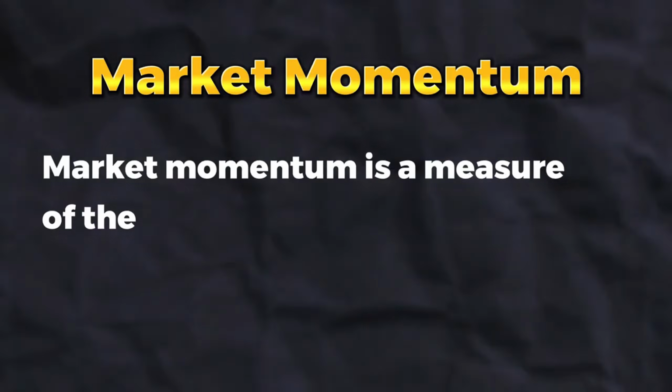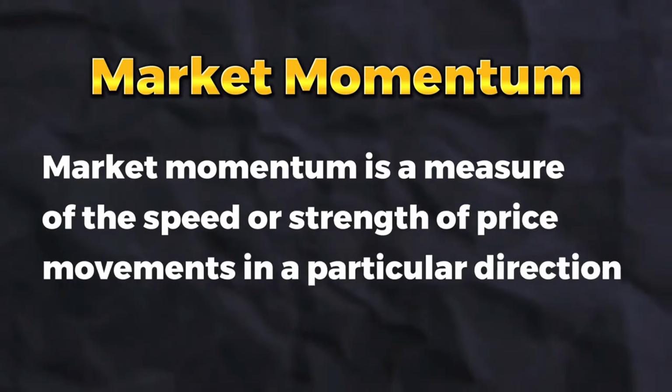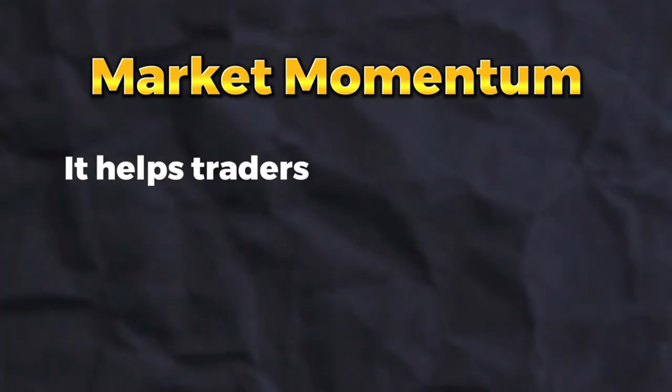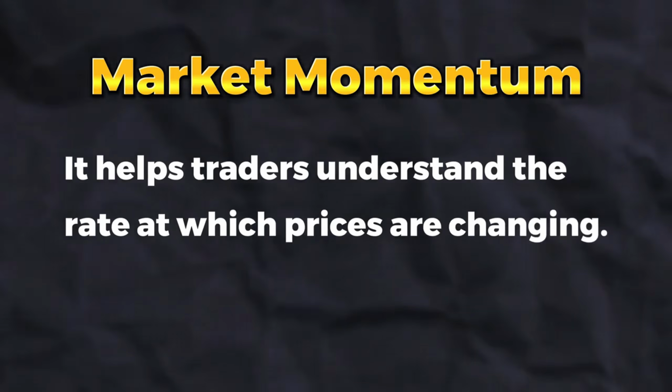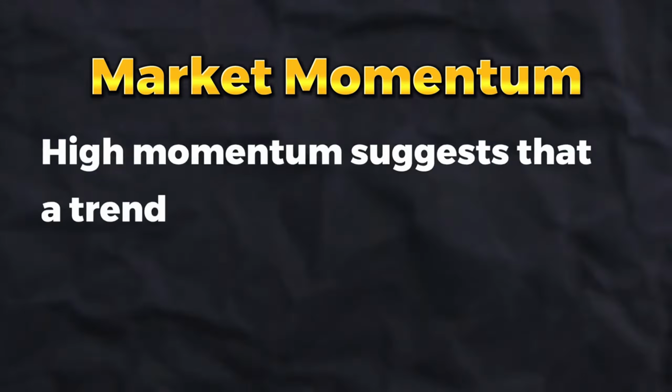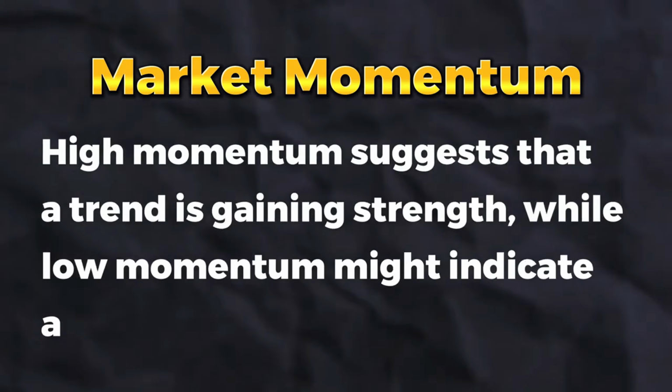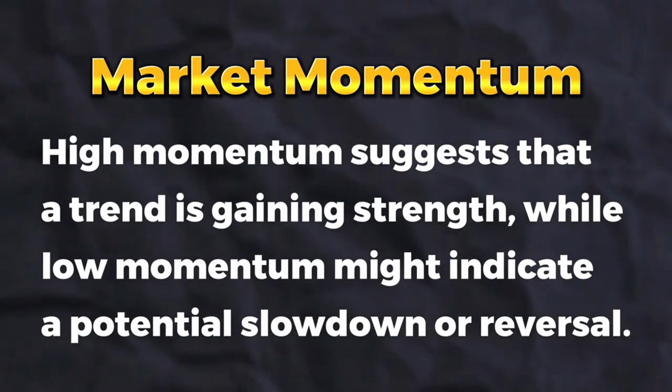Market momentum is a measure of the speed or strength of price movements in a particular direction. It helps traders understand the rate at which prices are changing. High momentum suggests that a trend is gaining strength, while low momentum might indicate a potential slowdown or reversal.